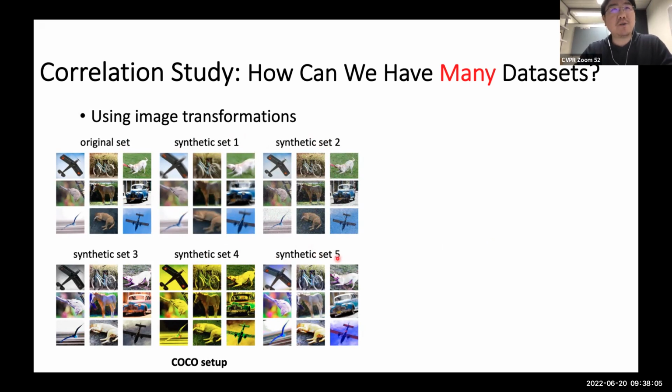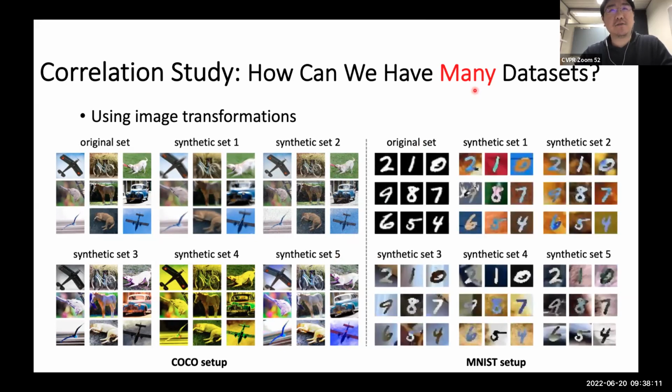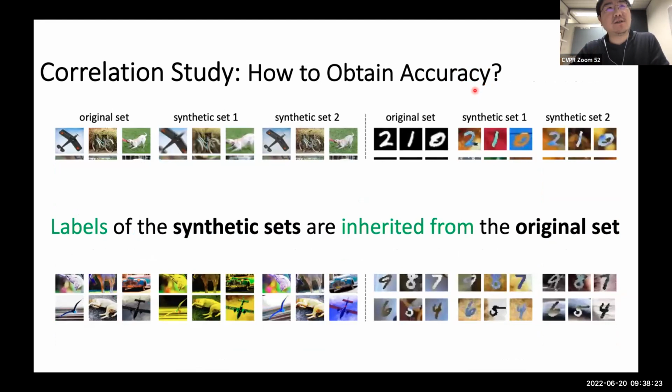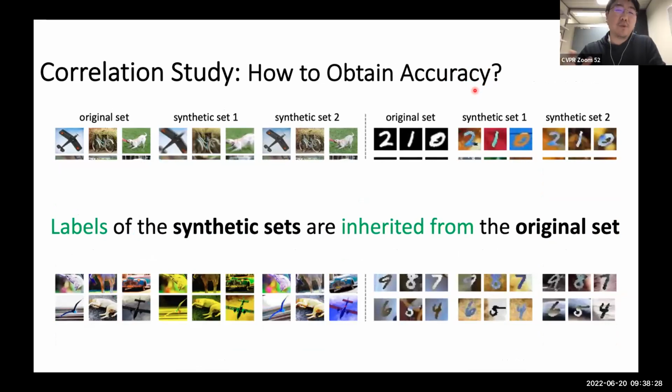Another example: we start from an original set, and we can synthesize a lot of different synthetic data sets from this original one by simply using image transformations. So this is how we obtain lots of test sets. And the second question, in order to do this correlation study, is how can we obtain our classifier accuracy on each of these test sets?